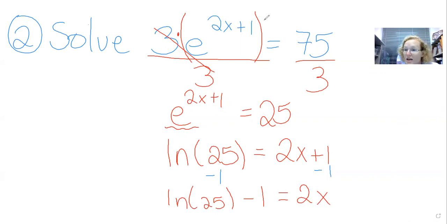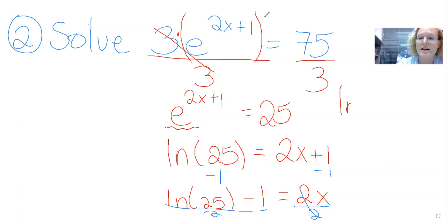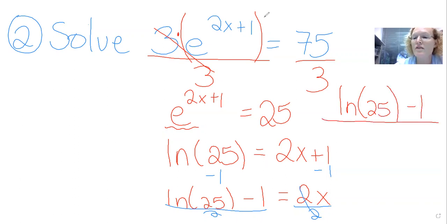Okay, so we're almost done, but now we have a 2x. Well, the only way to get rid of a 2 in front of my x, since that is 2 times x, is to divide by 2, and that'll cancel those out. And so what that's going to give me for my final answer, that is an exact answer, is going to be the natural log of 25 minus 1, and then all of that is divided by 2. So I'm going to circle that.